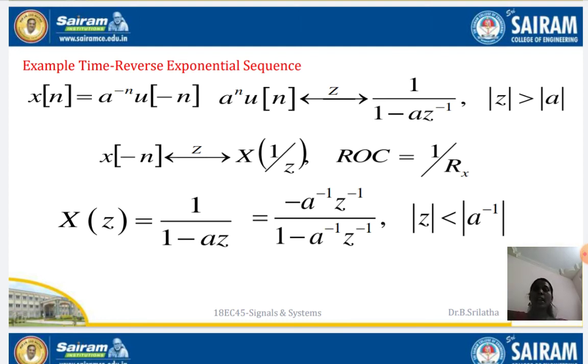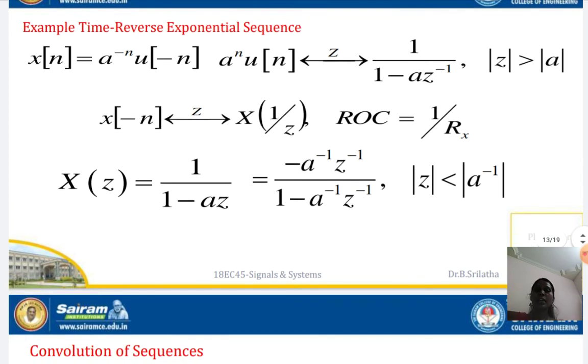This time reversal property I am going to explain with an example. Let us consider x of n is equal to a power minus n into u of n. What is the z transform of a power n into u of n? That is 1 by 1 minus a into z power minus 1. We consider the z transform of x of minus n is x of 1 by z, so the region of convergence is 1 by r of x. If we combine these two, we get x of z equal to 1 by 1 minus az, that is equal to minus a power minus 1 z power minus 1 divided by 1 minus a power minus 1 into z power minus 1. So this is the time reversal property.